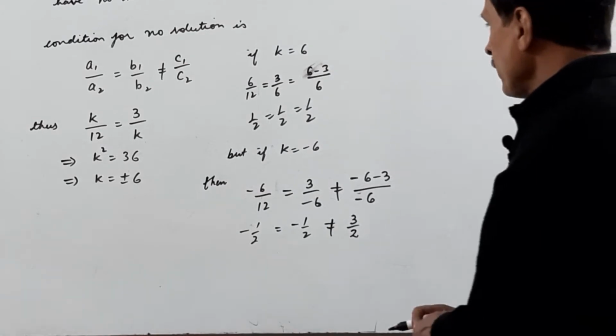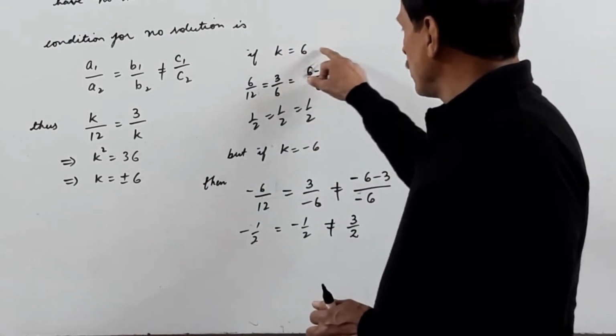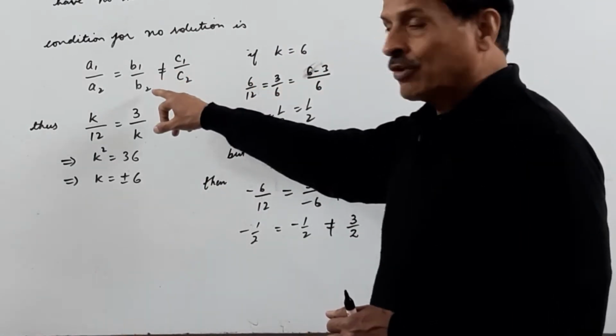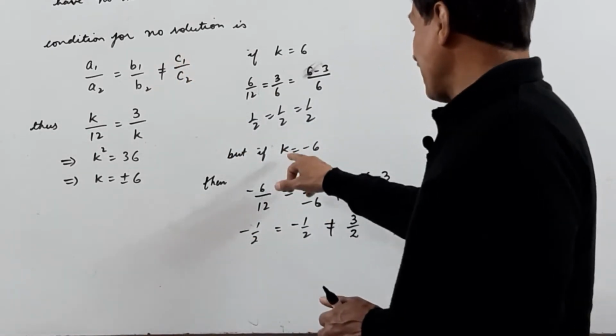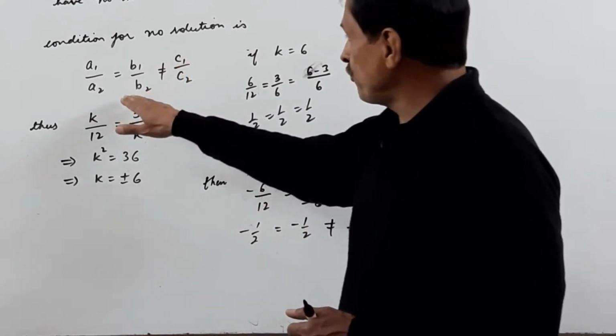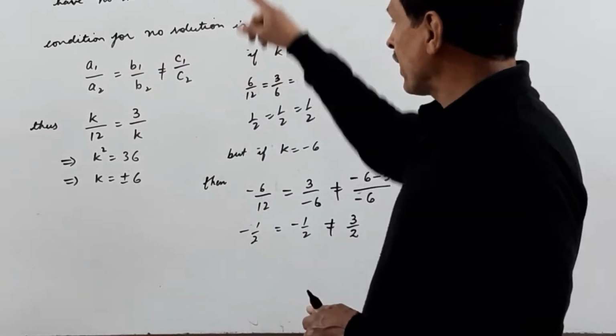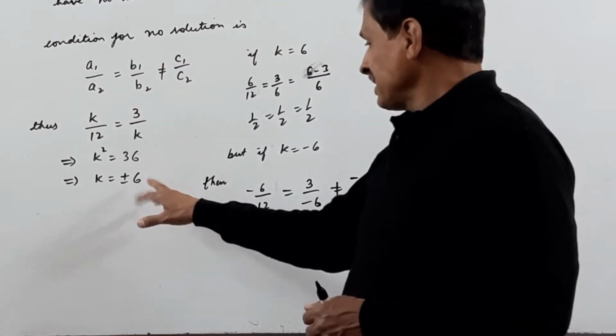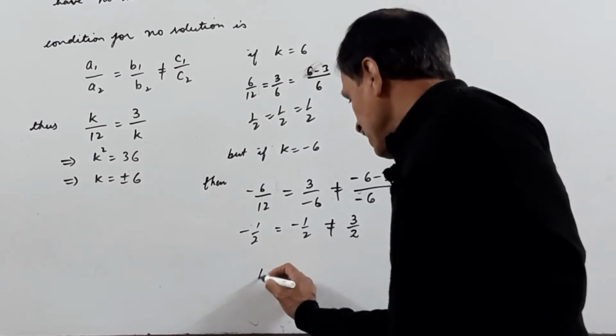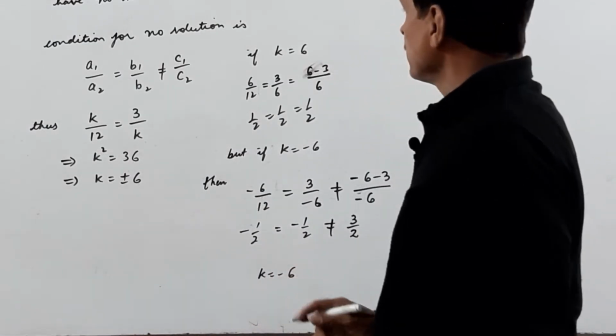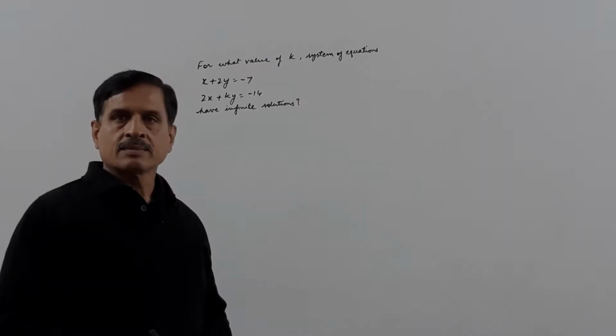Thus we see, if we take k is equal to 6, the condition is not fulfilled. But if we take k is equal to minus 6, then this condition for no solution is fulfilled. Thus we can say the value of k is minus 6. Thus k is equal to minus 6 is the solution.